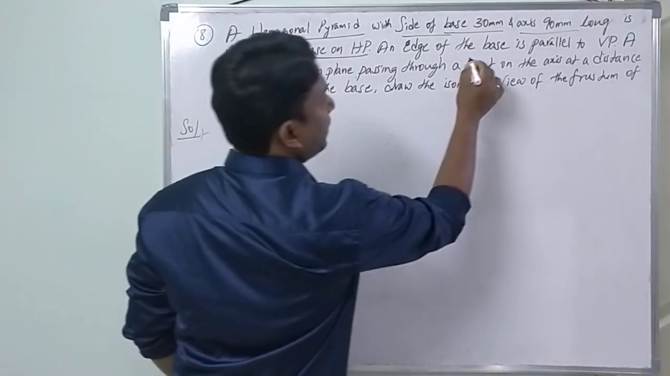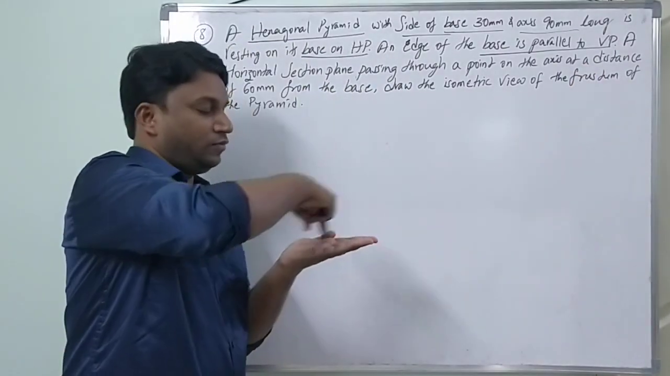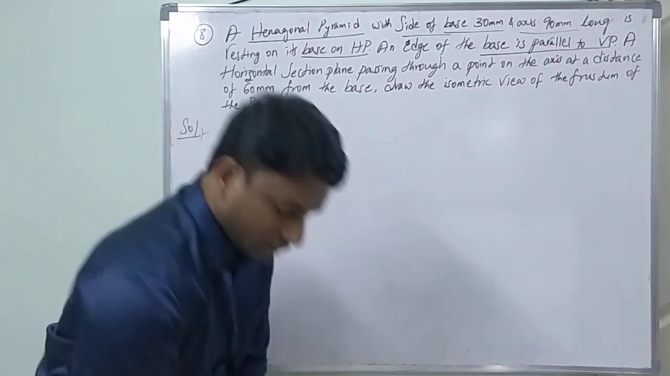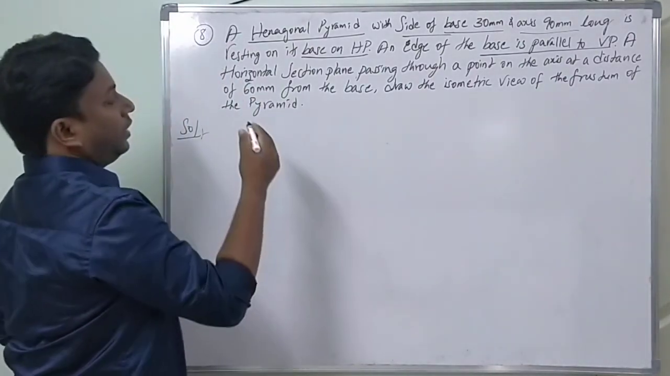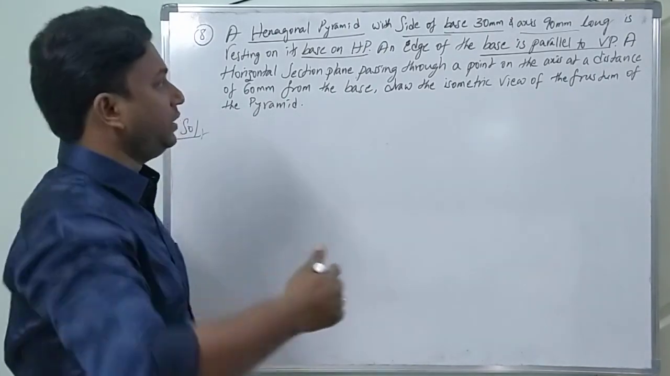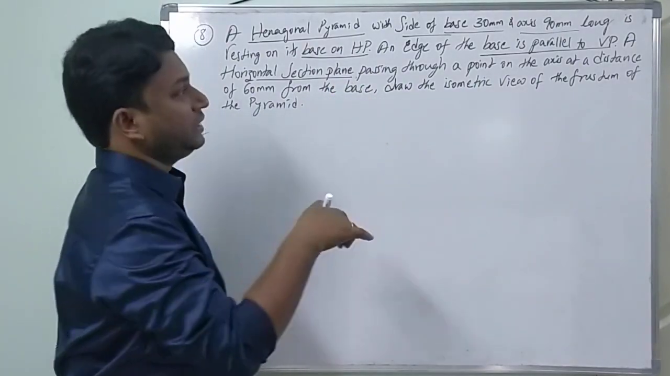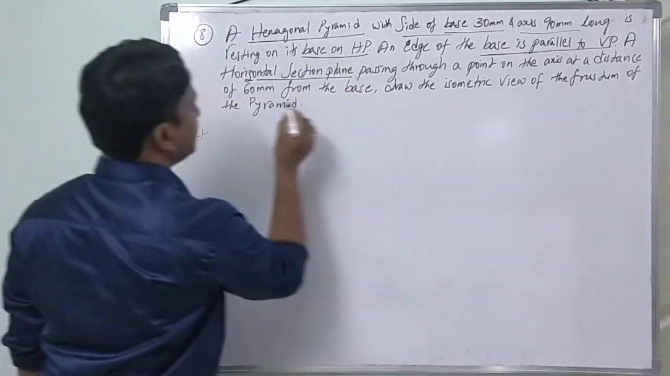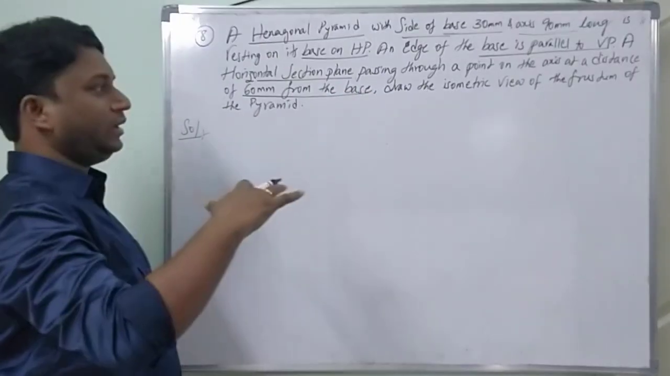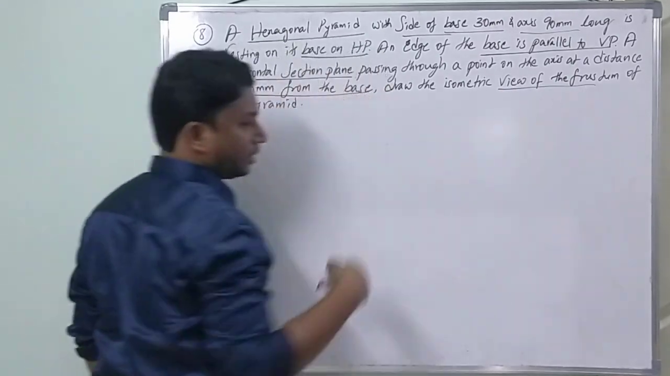Now, an edge of the base is parallel to VP. How many edges do we have? We will have 6 edges, and one edge is parallel to VP. After that, we are supposed to draw projections of the solid up to that point. And after that, a horizontal section plane is cutting and passing through a point on the axis at a distance of 60 mm from the base. Total height is 90, from the base 60 mm. The section plane is nothing but the cutting plane. Draw the isometric view of the frustum, the bottom part.